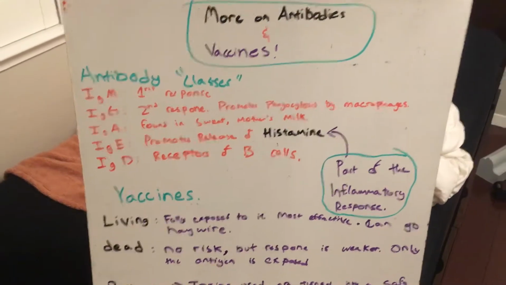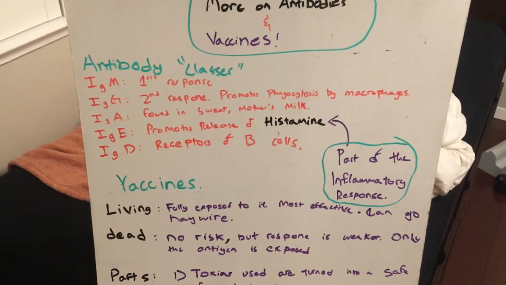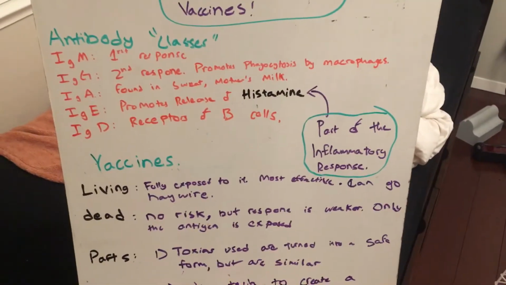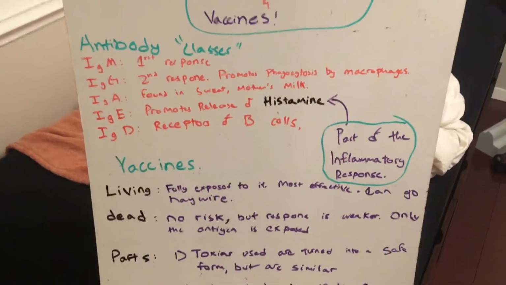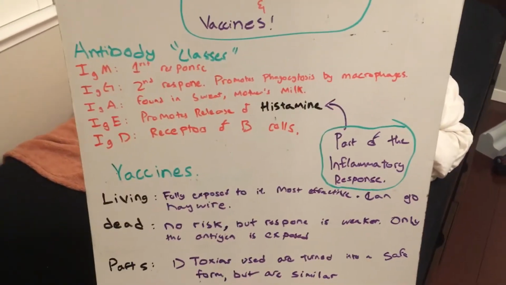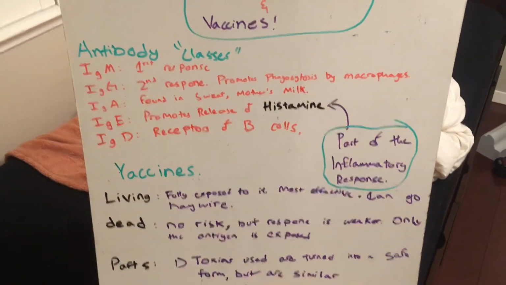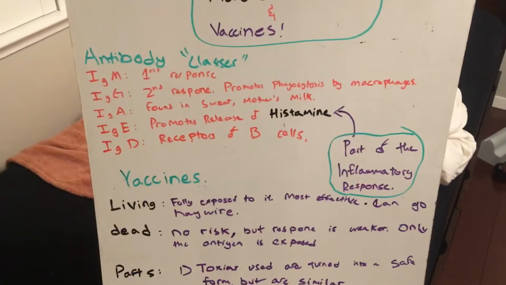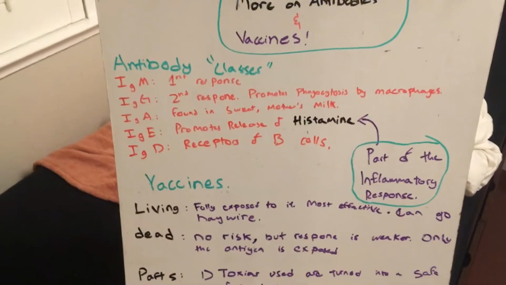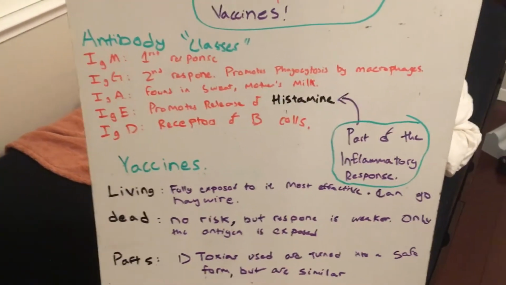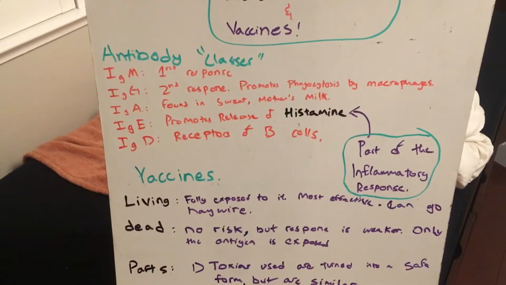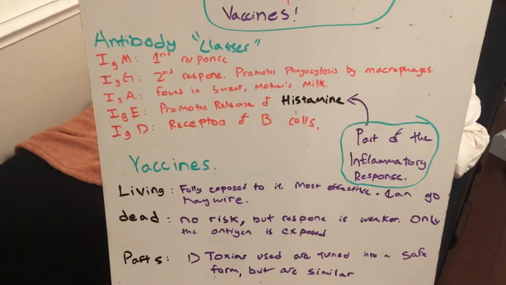Then comes immunoglobulin G, which is a second response. This is more potent, I would say, in the initial response, and it promotes phagocytosis by the macrophages, which we talked about in the previous video. Then there's immunoglobulin A, which is found in sweat and mother's milk. And we get immunoglobulin E, which promotes the release of histamines.